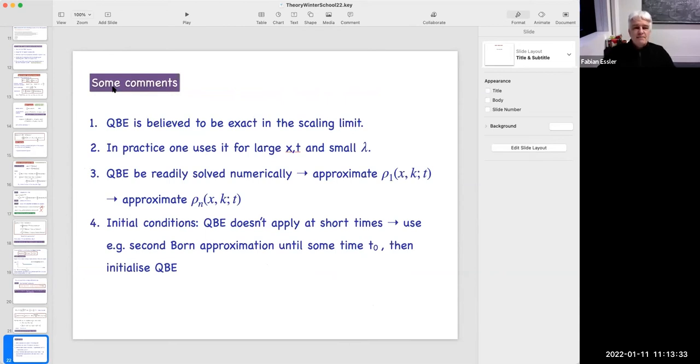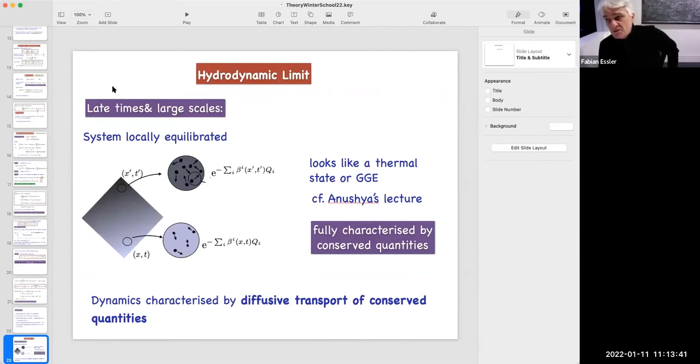Okay. So that's the quantum Boltzmann equation. I've gone a bit fast, but I have a fair bit to cover. So let me perhaps go on because time is disappearing fast. So now, what happens at very late times in large scales?